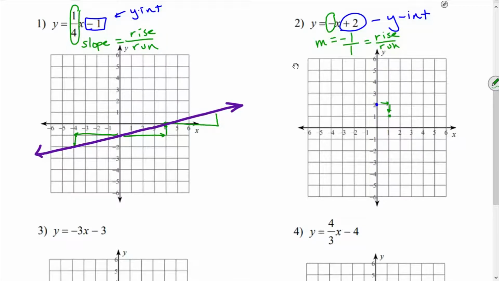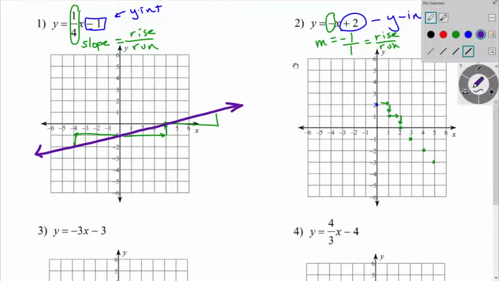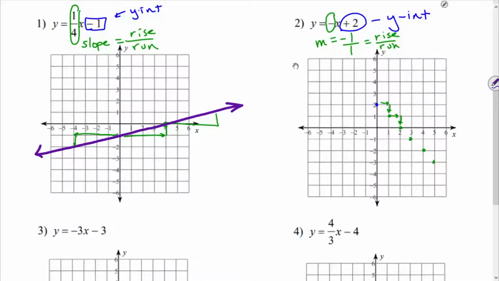So I'm here. If I run 1, I drop 1, I'm here. And I'm here, and I'm here, and I'm here. And that's plenty of points to get an idea of what the graph looks like. So the graph looks something like this. That's a really quick reminder of how to graph an equation in slope-intercept form. So let's take those ideas and talk more about dilations.